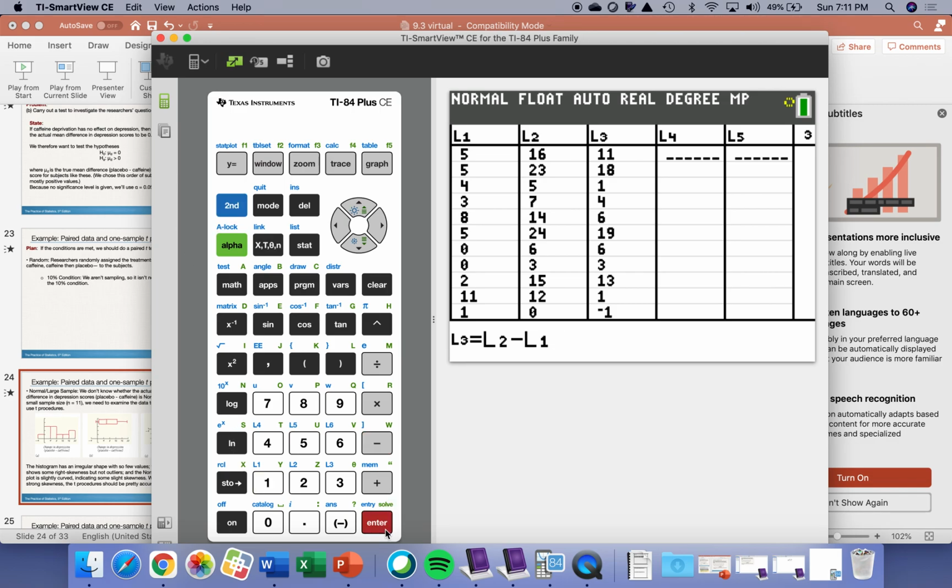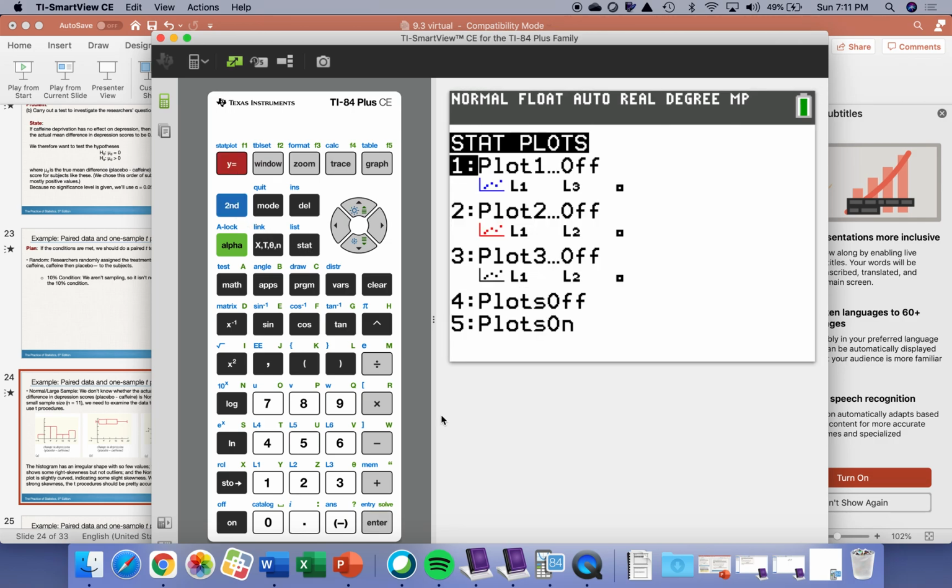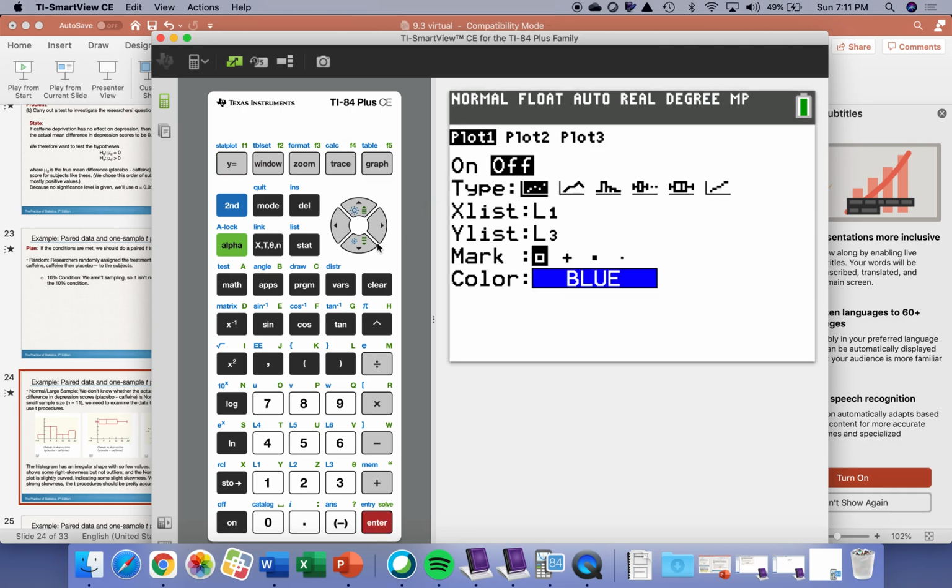I'm going to hit enter, and it's going to give me all the differences. Okay, this L3 is the actual data we're looking at. So when we're making all of our graphs, I'm going to turn on my stat plot, and let's make a normal probability plot together. Here is my normal probability plot.